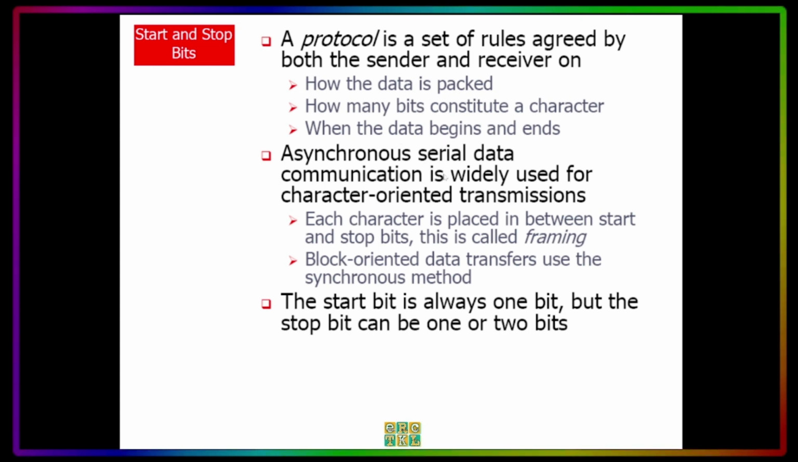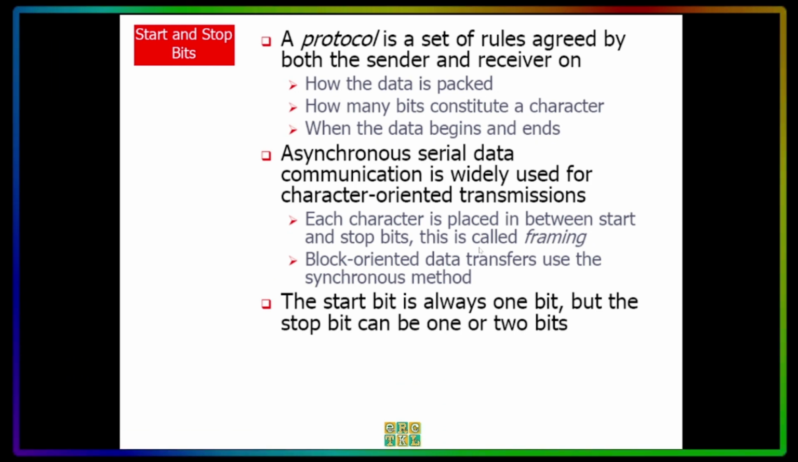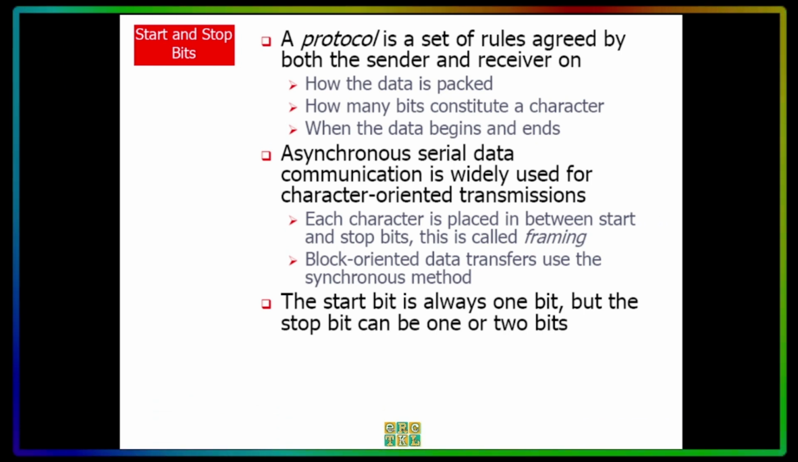Asynchronous serial data communication is widely used for character-oriented transmissions. In each character, this is placed between start and stop bits. This is called framing. It means that the data or the characters that you are transmitting are being placed in between other bits. There will be a start bit and there will be a stop bit. That will envelope the data, so we will know where the start is and where the end is. And this is what we call framing.